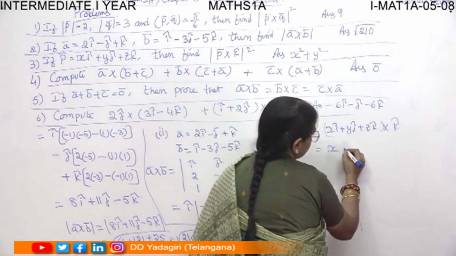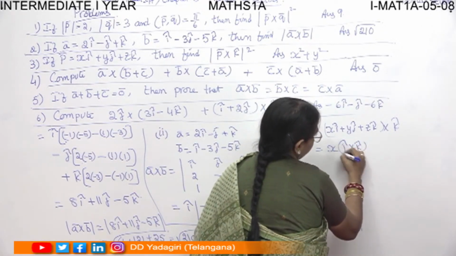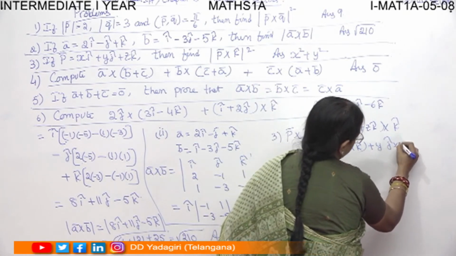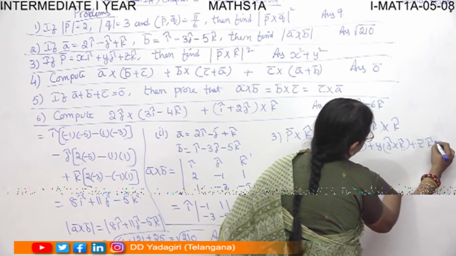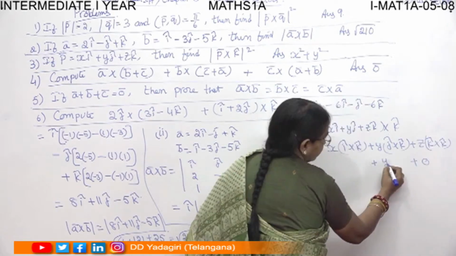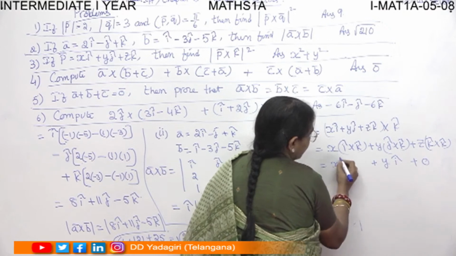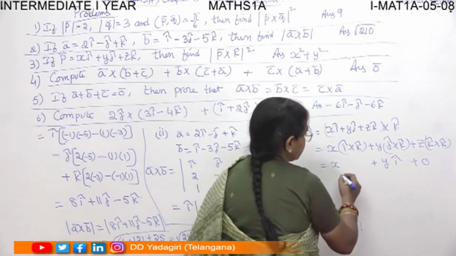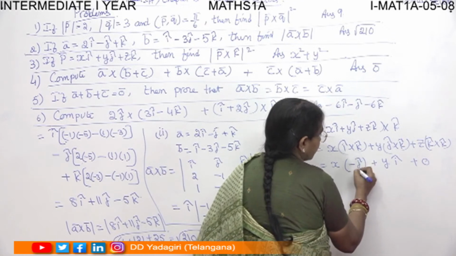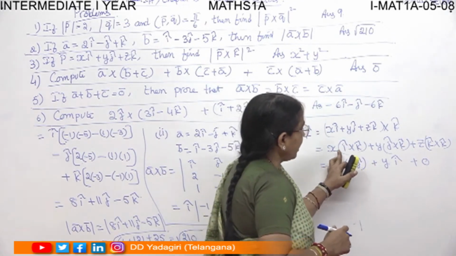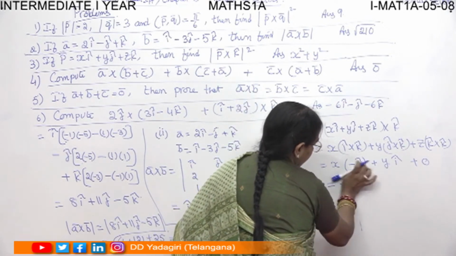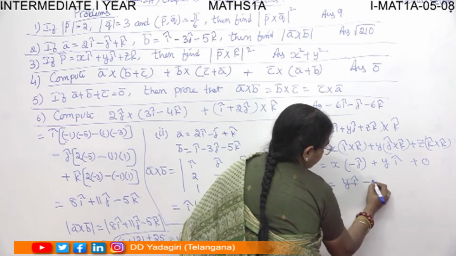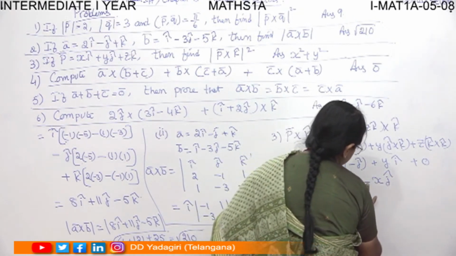x into i cross k, plus y into j cross k, plus z into k cross k. So y into i, and this is i cross k. i cross k is minus j. It is not k cross i. k cross i is j. So i cross k is minus j. So this is equal to minus xj, or I'll write the first i term: yi minus xj.